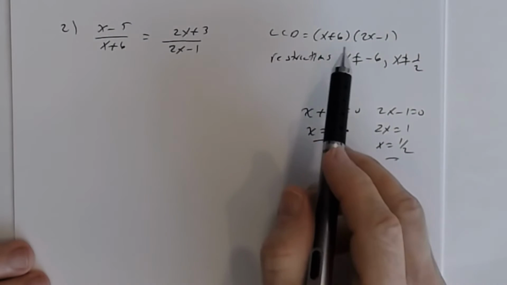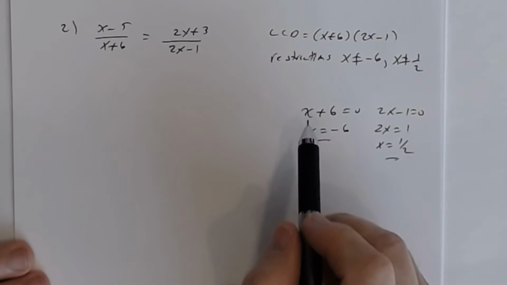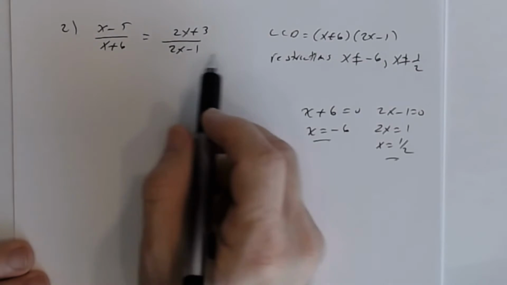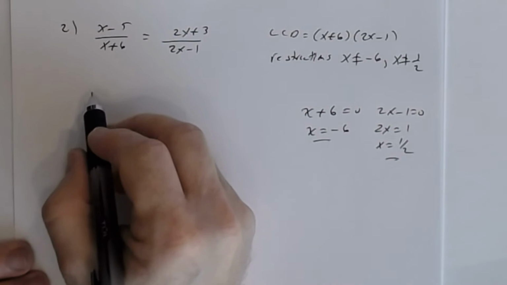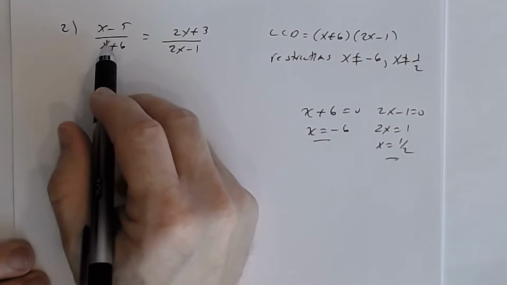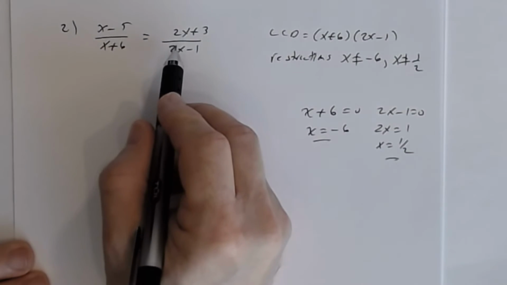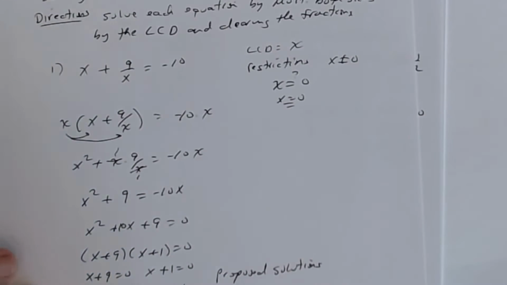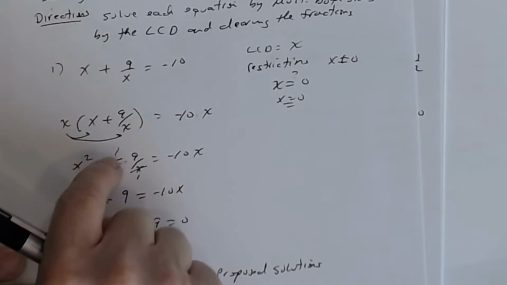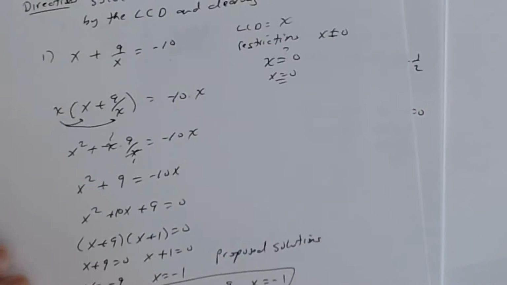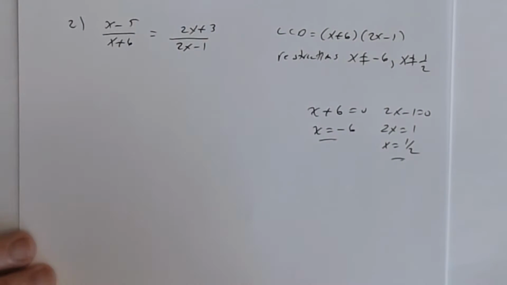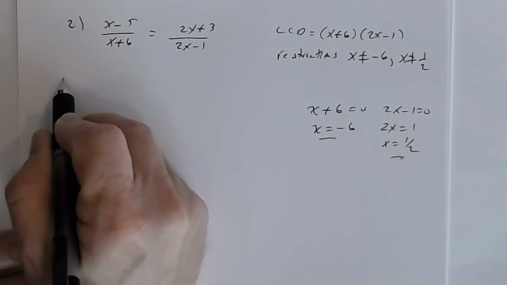All right, so once you find your least common denominator and your restrictions, the next step is to multiply both sides by the least common denominator. Notice there's only one rational expression on each side. In the previous problem, the left-hand side had two rational expressions, so that's why I used parentheses. On this side, there was only one, so I'm not going to use parentheses. I'm just going to write the LCD.